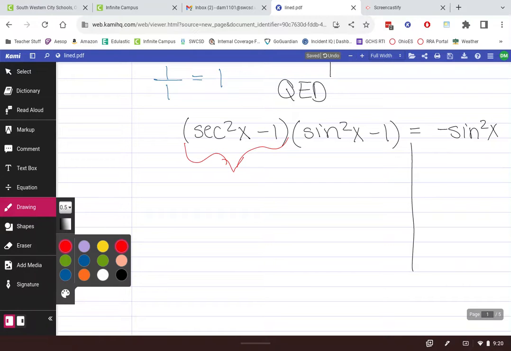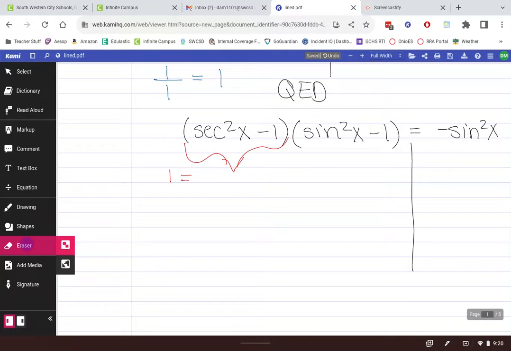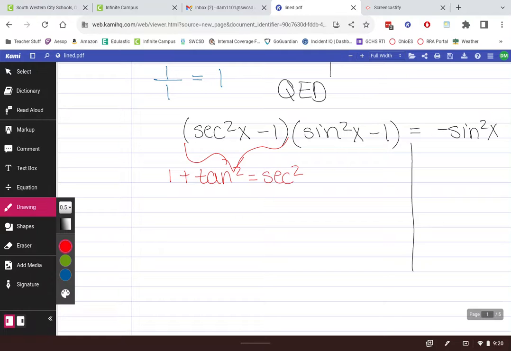So for secant squared of x, I'm going to look at one of my Pythagorean identities again. I know that 1 plus tangent squared equals secant squared. So you can choose to either replace the secant squared, or you could subtract this 1 over to the other side and just get, okay, well, tangent squared equals secant squared minus 1. And I can replace that entire set of parentheses with tangent squared.